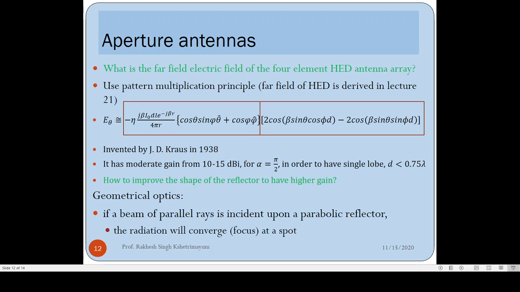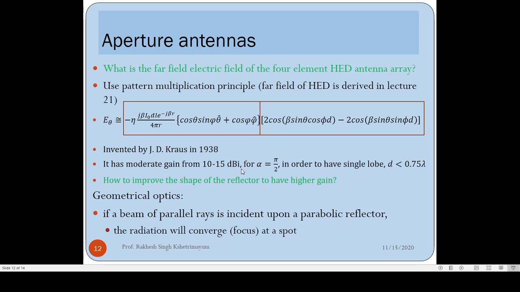So this corner reflector was actually invented by the famous professor John D. Kraus. You must have come across his book. It's one of the best books in antenna theory. And he invented this somewhere in 1938. And this kind of arrangement of the horizontal electric dipole with the corner reflectors should be able to give us a moderate gain of around 10 to 15 dBi.